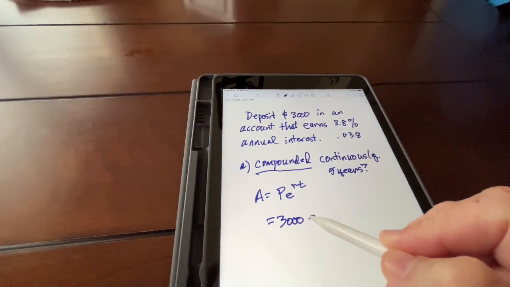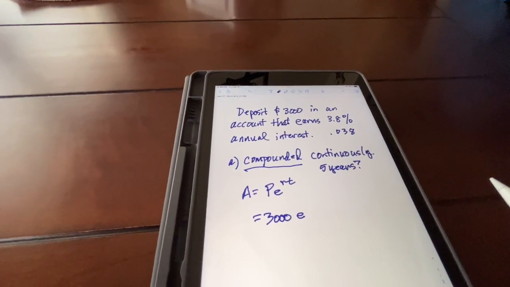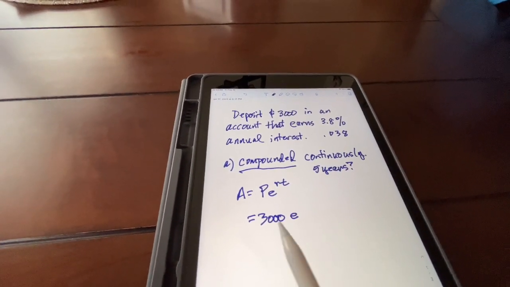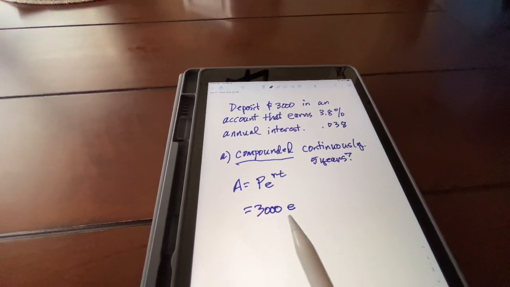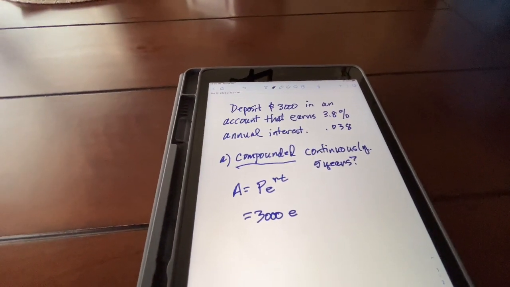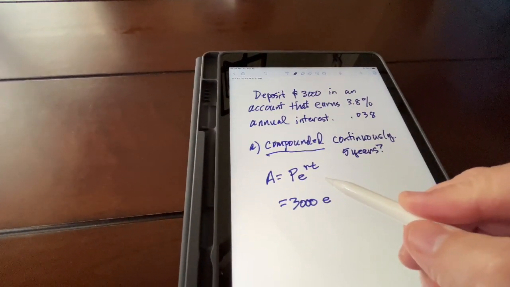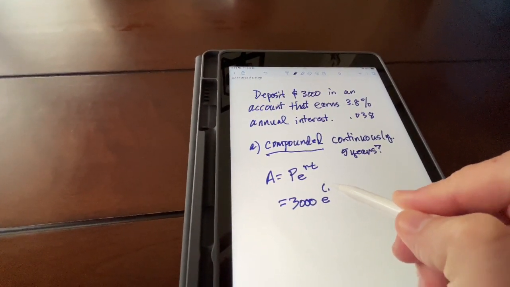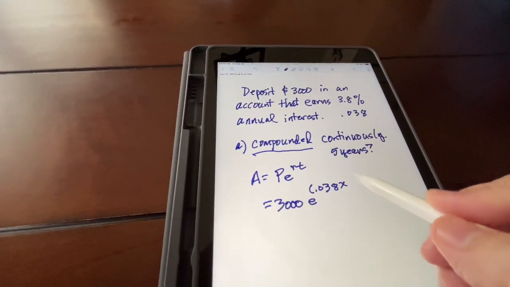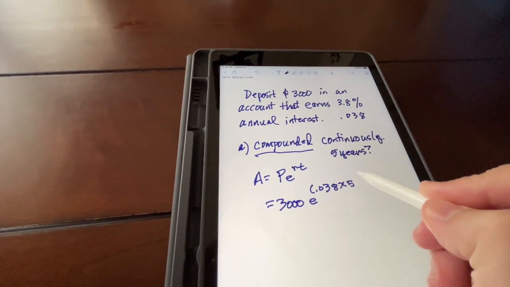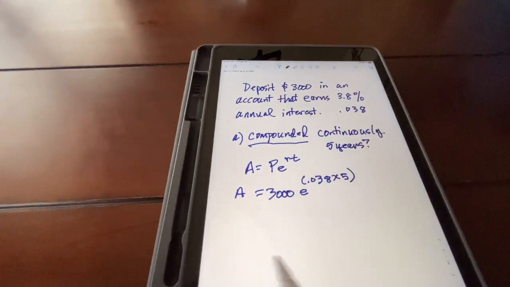And then E is an irrational number. It's about 2.72. It goes on forever, kind of like pi, never repeats. We'll use our calculator to do that, though. We're not going to use an approximation. We'll use the E button on the calculator because we don't want to round it off. We want it to be as accurate as possible. So it's 3,000 times E raised to the R, and R as a decimal is 0.038 times T, which in this case is 5 years, power. So the accumulated amount is going to be equal to that.